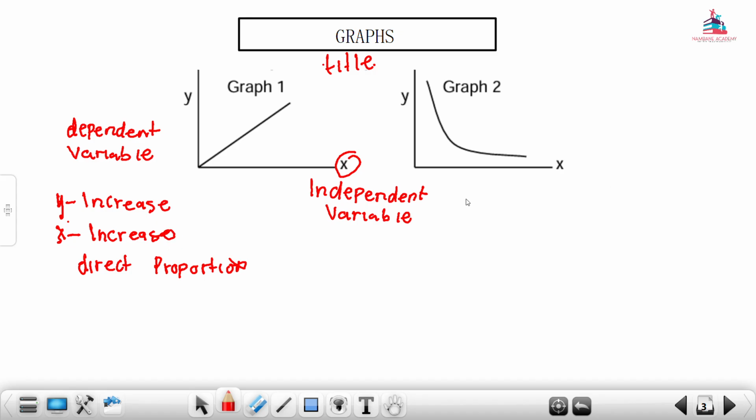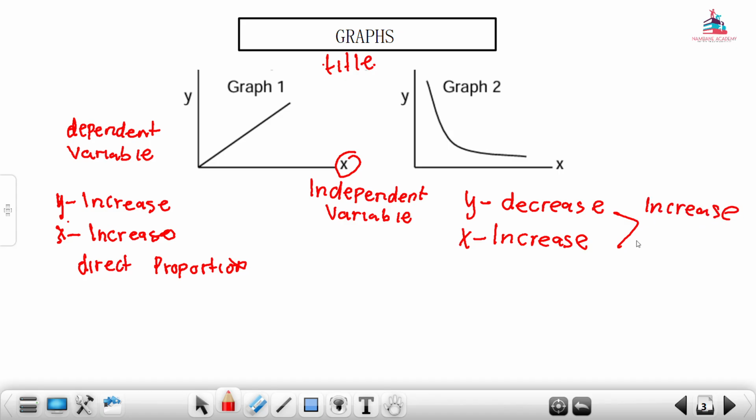Then let's take a look at graph number two. For graph number two, when y decreases, x will increase. Or you can say when y increases, x will decrease. Right, now we know the difference between the two graphs. For graph number one, it's an increase. For graph number two, it's a decrease and increase.